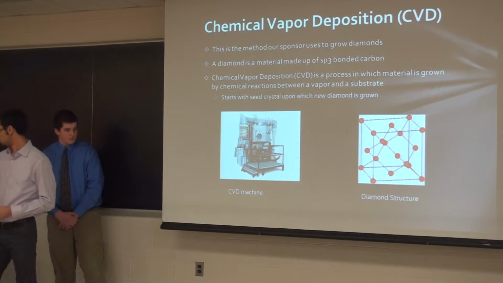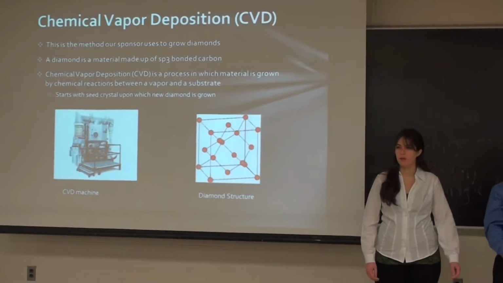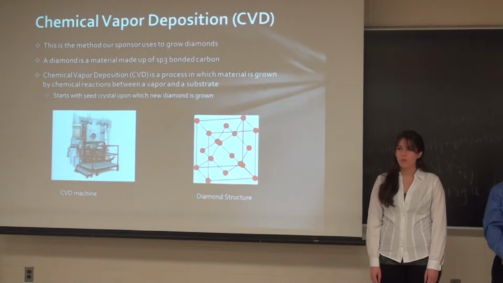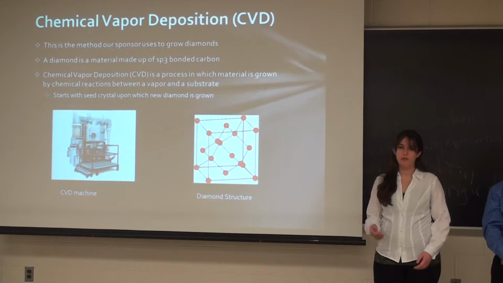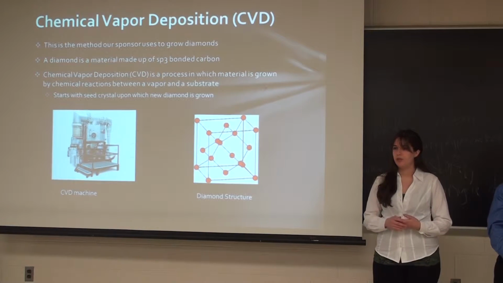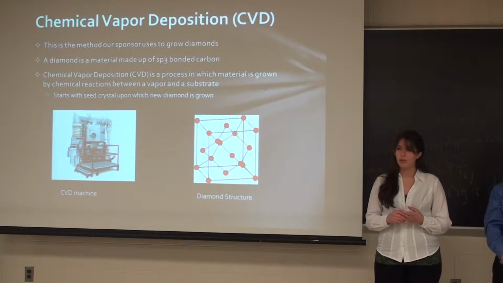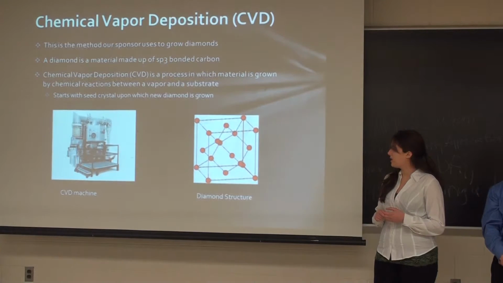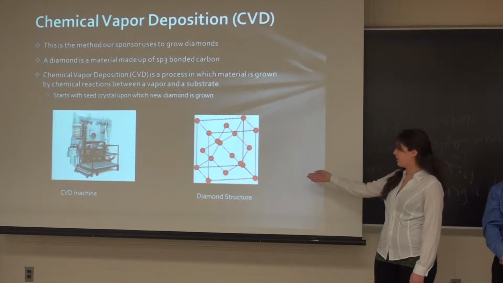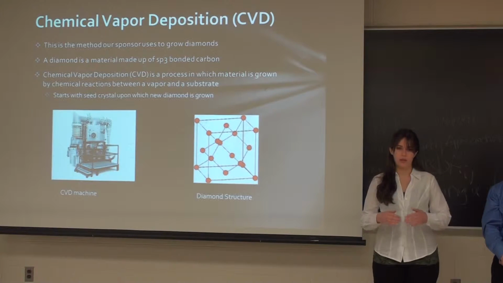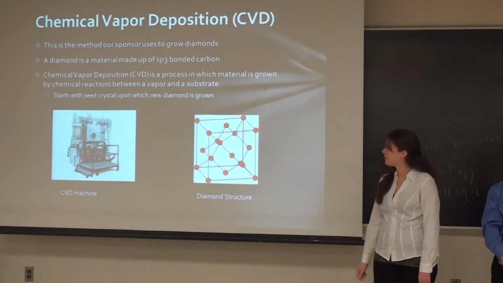Chemical vapor deposition, also known as CVD, is another way that's used to grow diamonds. This is the method that our sponsor uses. Previously, when we've talked about diamonds, we've assumed that everyone has a general understanding of what a diamond is. The technical definition of a diamond is any material that is mainly composed of carbon with sp3 bonding. What CVD does is it adds carbon atoms onto an existing diamond structure. This maintains the bonds and allows you to grow a diamond upon an existing diamond.